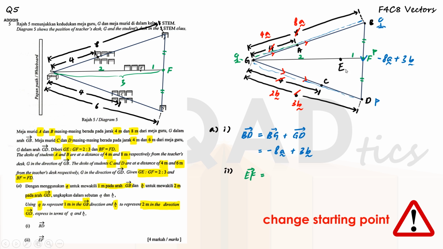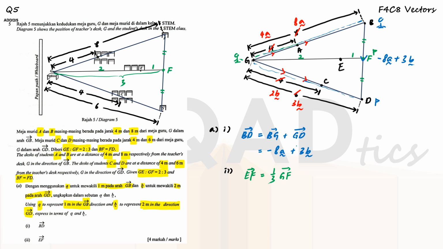So now to convert the starting point from EF to GF, we need to use the ratio. EF is 1 part, GF is 3 parts. So this means that EF is 1/3 of GF, right? Okay, so now let's find our route. So we can go from G to B and B to F. Okay, so this is our route.